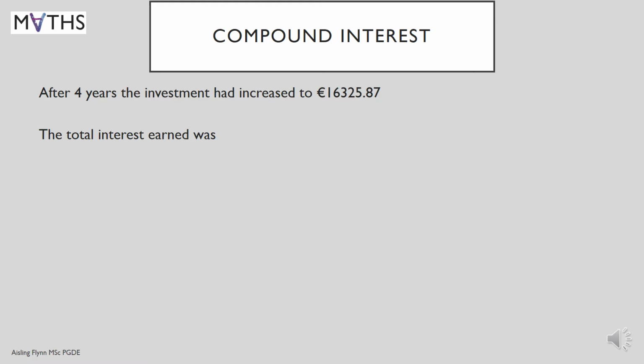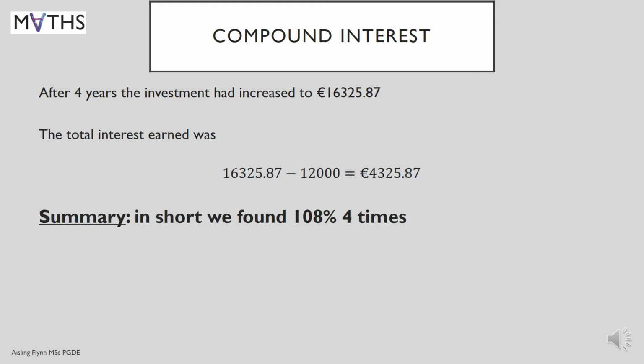Now, the total interest. Some questions ask you for the final amount of the investment, and some ask you how much interest was earned. So make sure you read your questions carefully and answer the question that was asked for full marks. To find the interest, we take our final amount and subtract what we started with, 12,000. In this example we get interest of €4,325.87. So in short, we found 108% 4 times.